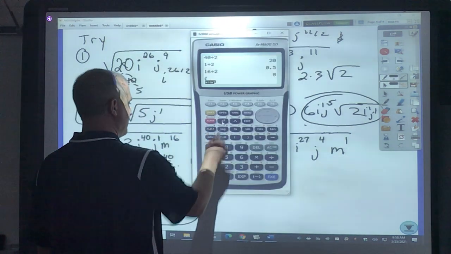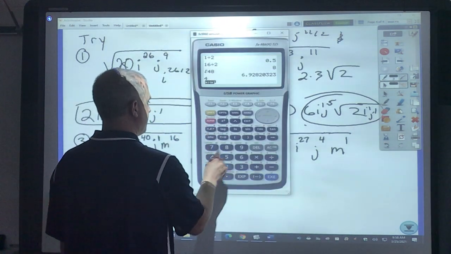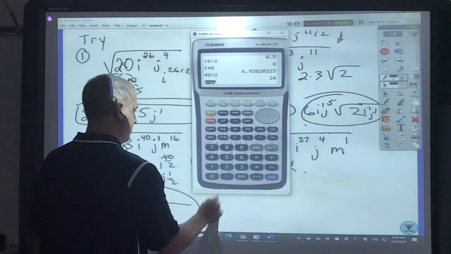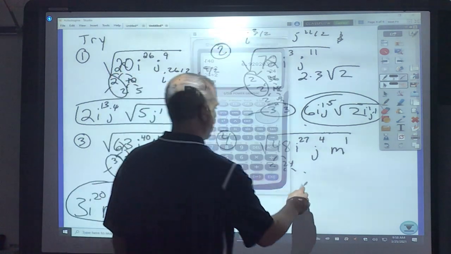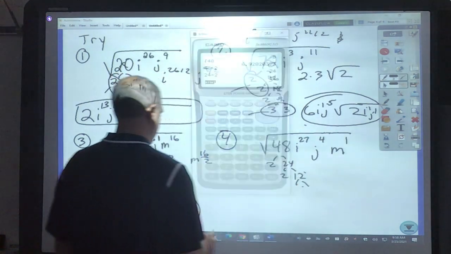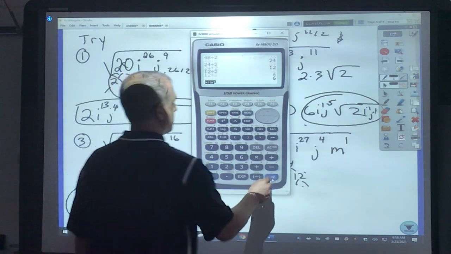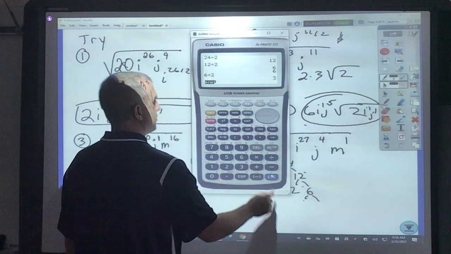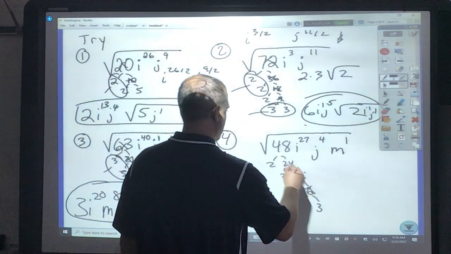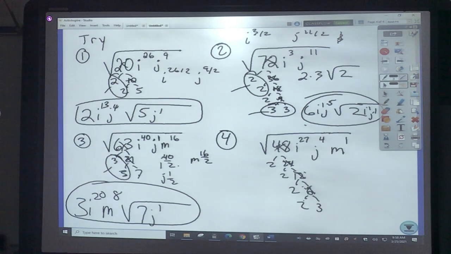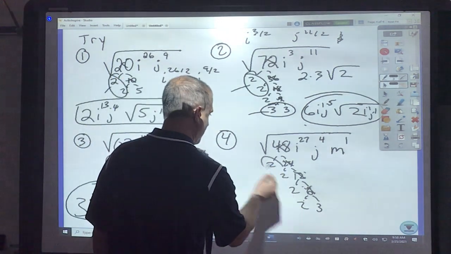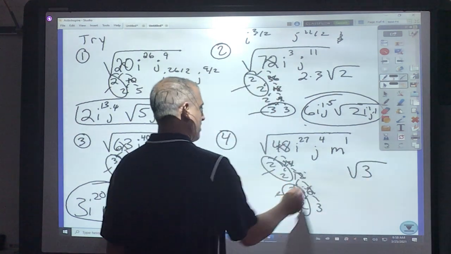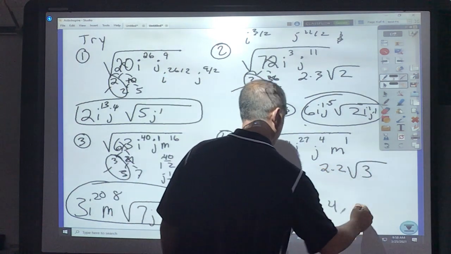Try the square root of 48. Not good. 48 divided by 2, 2 and 24. 24 divided by 2, 2 and 12. 12 divided by 2, 2 and 6. 6 divided by 2 is 2 and 3. Cross off, cross off, cross off, cross off. Now what I got here is a pair of 2s, a pair of 2s, leftover is 3. So on the inside I have that. I'm allowed to take 1 from each of these, so I got 4 square root of 3.